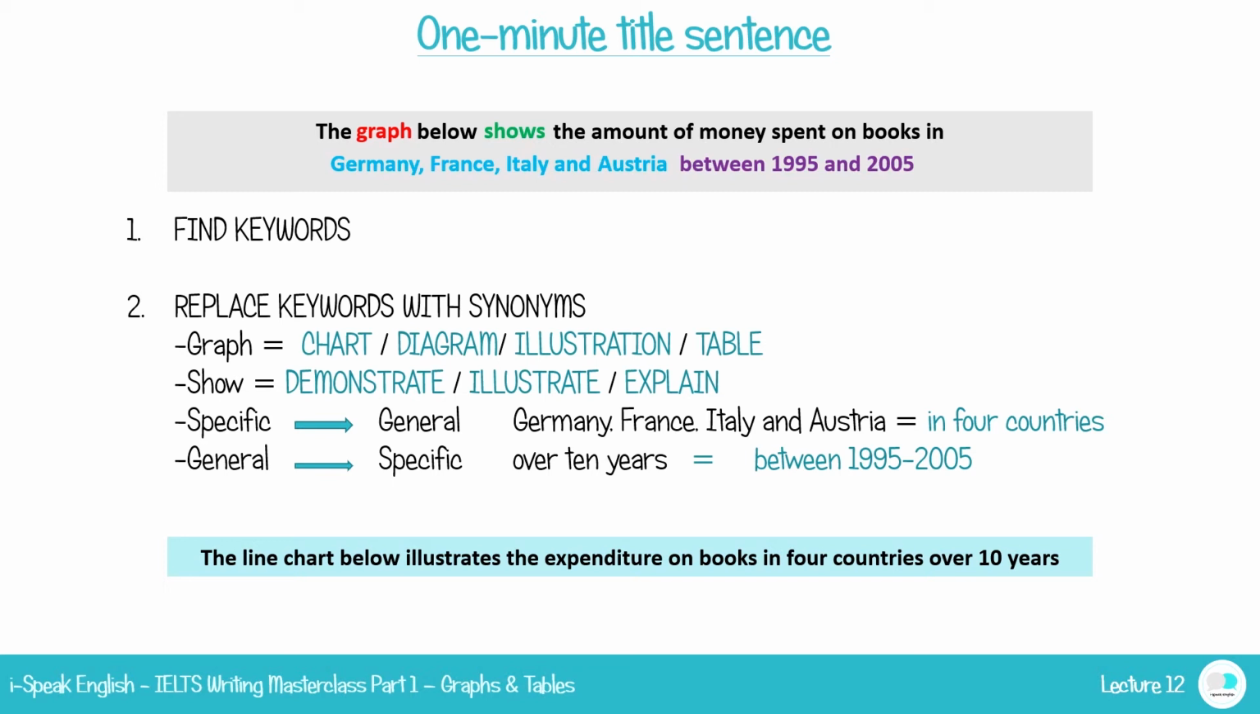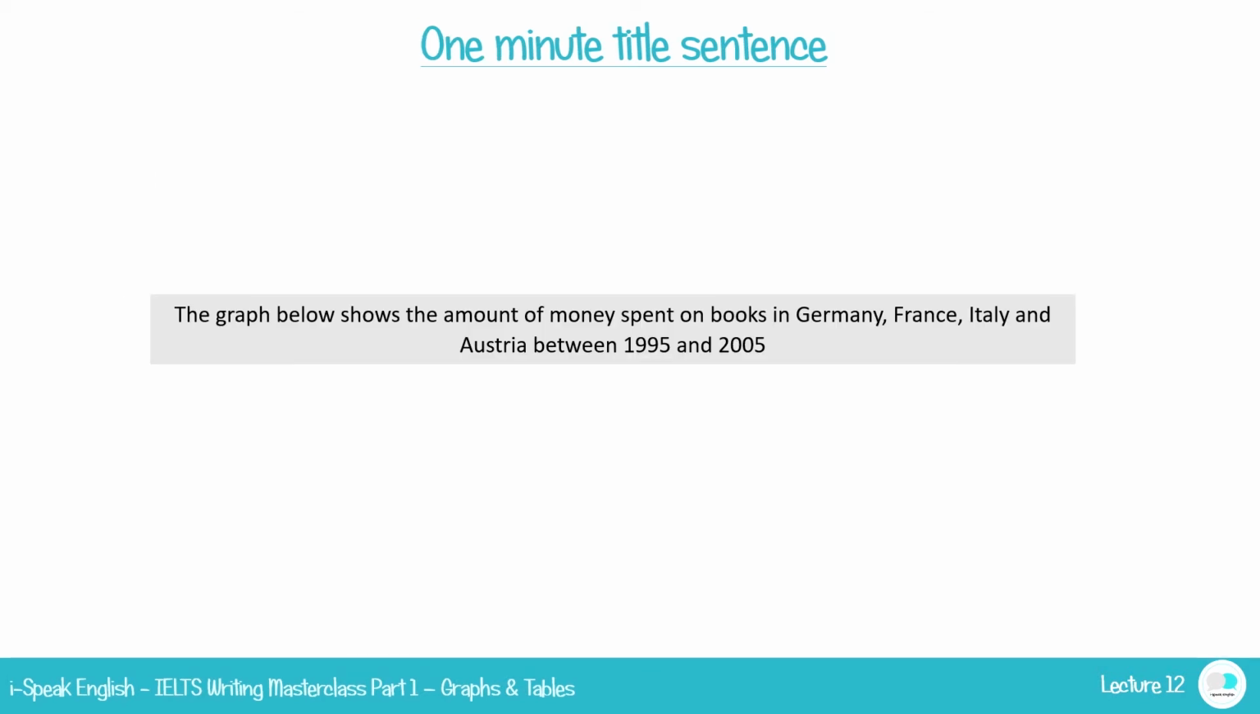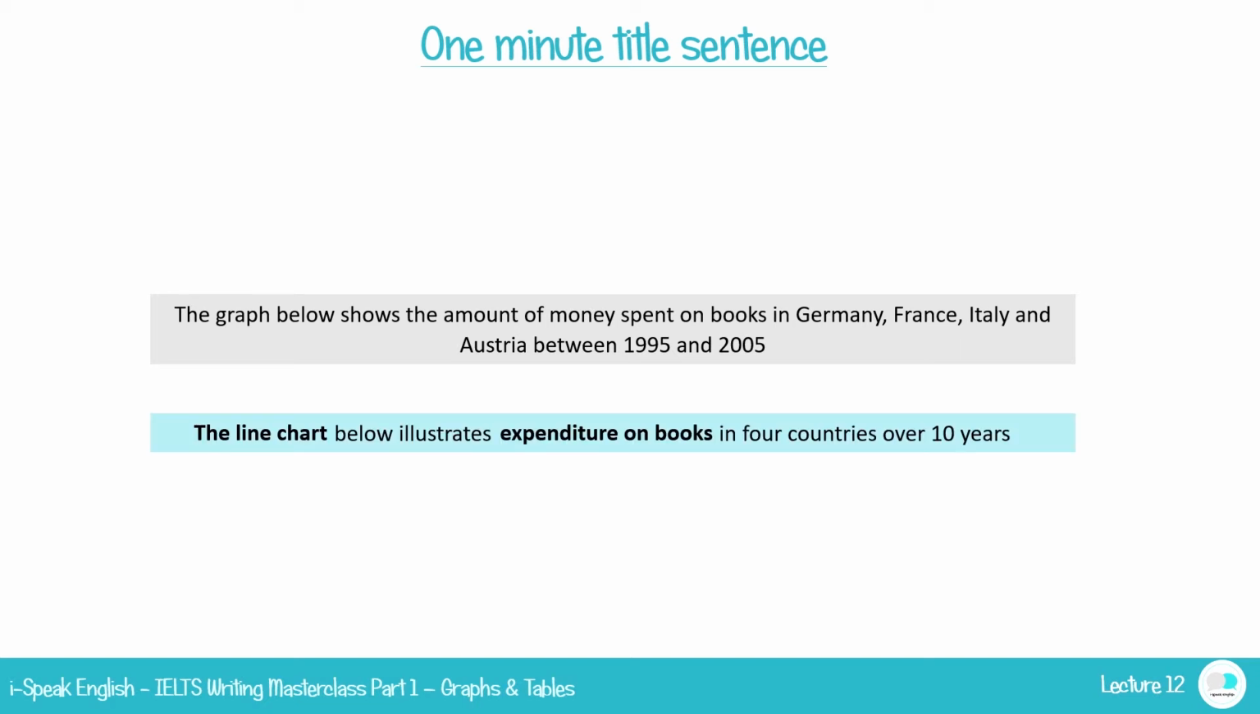Okay, so once again, this is our original graph title. The graph below shows the amount of money spent on books in Germany, France, Italy and Austria between 1995 and 2005. We changed the vocabulary and it became the line chart below illustrates expenditure on books in 4 countries over 10 years. Now we need to change the structure. One easy way to change your sentence structure is to change an active sentence to a passive sentence or vice versa. An active sentence is a subject-verb-object sentence. A passive sentence is an object-verb-subject sentence.